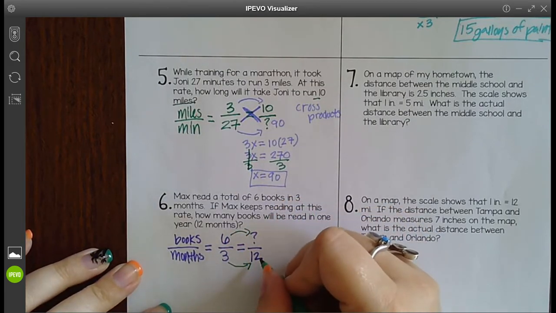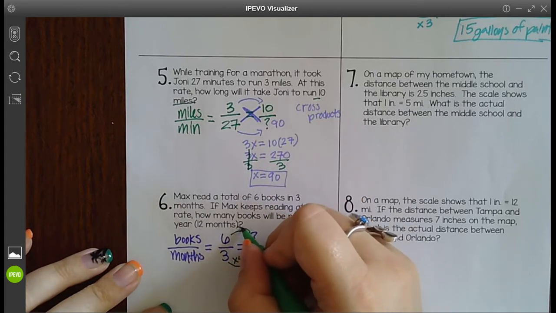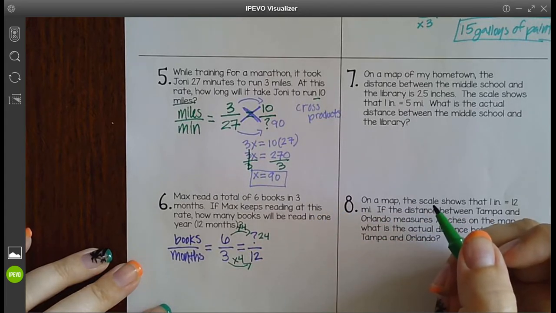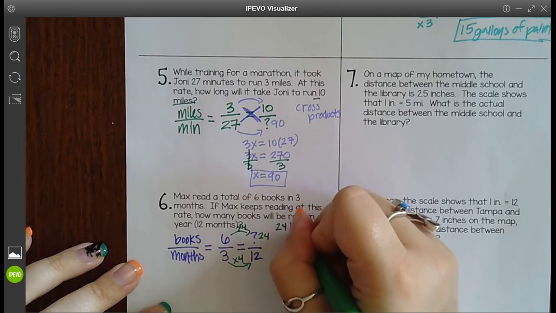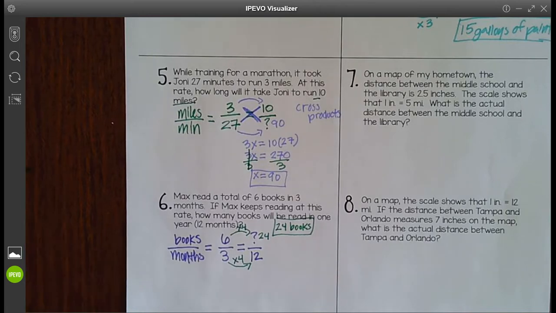Well, 3 times what is 12? 4. So 6 times 4 is 24. So that means that they'll read 24 books. Now, luckily, this one worked out pretty nicely, huh? But I could have still solved this using cross products.